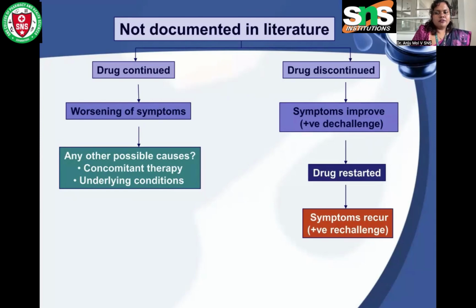But what will happen if we discontinue the drug? Of course, the symptoms will improve. So it is a positive de-challenge. So what will happen again if we restart the drug? The symptoms reoccur. That is positive re-challenge.